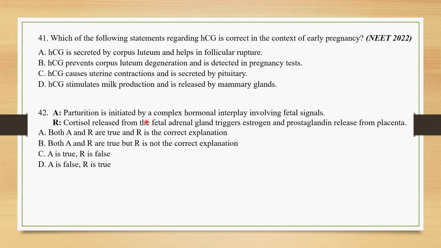42. Assertion: Parturition is initiated by a complex hormonal interplay involving fetal signals. Reason: Cortisol released from the fetal adrenal gland triggers estrogen and prostaglandin release from placenta. So both assertion and reason are true, and reason is the correct explanation. The fetal adrenal releases cortisol, which acts on placenta, leading to increased estrogen and prostaglandins and forming uterine contractions.